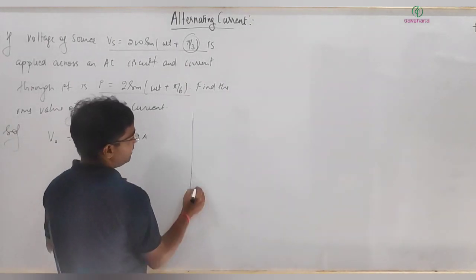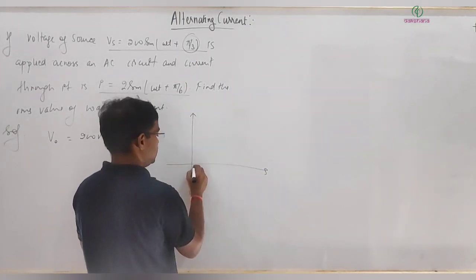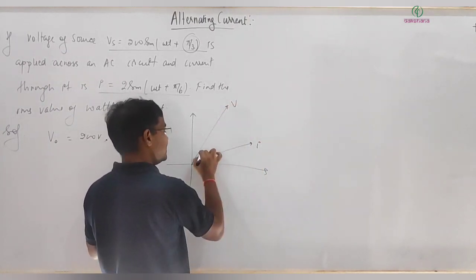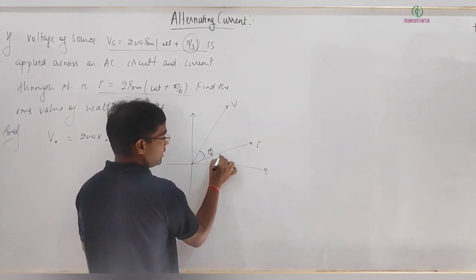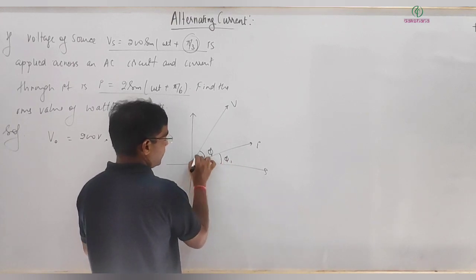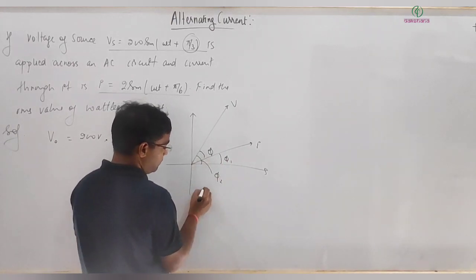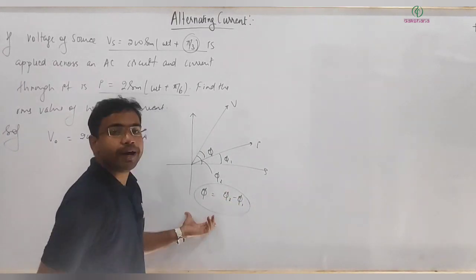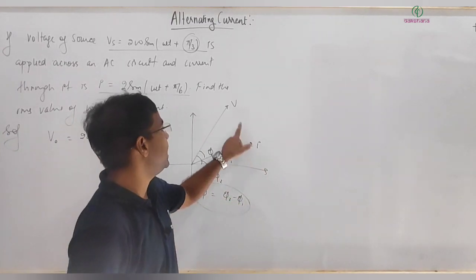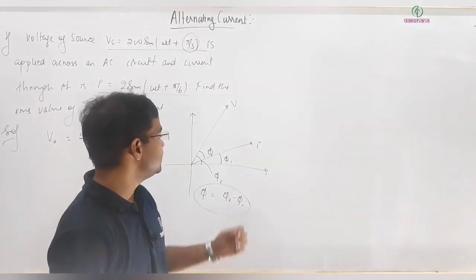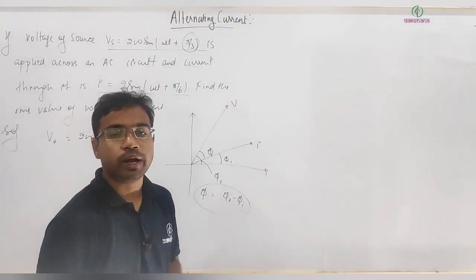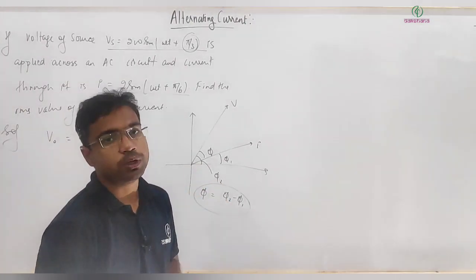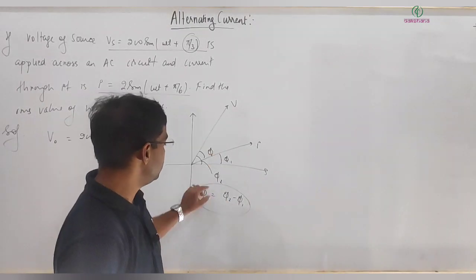And what is phi? You must be remembering, if this is your I and this is your V, then this is your phi, and you can write this is, let's say, phi 1, this is phi 2, then phi is equal to phi 2 minus phi 1. Phi is the phase difference between I and V. It's not simply the angle of voltage or angle of current, remember that, or the initial phase of voltage or the initial phase of current. It's equal to this.